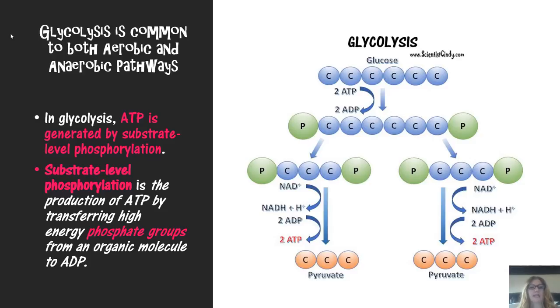In glycolysis, ATP is generated by what is called substrate level phosphorylation. Okay, so let me say that again. In glycolysis, ATP is generated by substrate level phosphorylation. In contrast, in the electron transport chain, ATP will be created through oxidative phosphorylation. So that is the contrast there. Substrate level phosphorylation is the production of ATP by transferring high energy phosphate groups from an organic molecule to ADP.